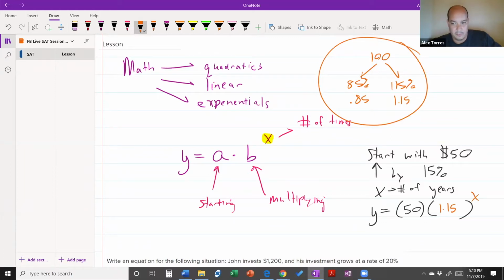So with this equation, we could solve for what would happen after 7 years, and x would be 7, and something like this will most likely show up in the calculator section, where you can really do 50 times 1.15 to the 7th. So anything to add, Patrick, before I continue?